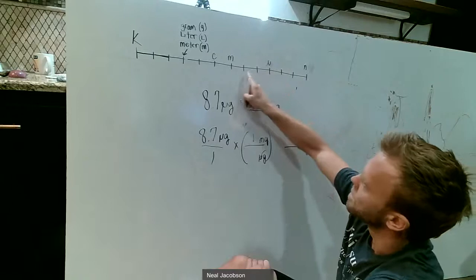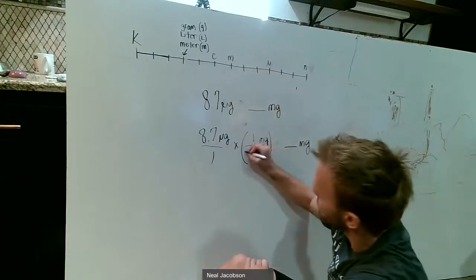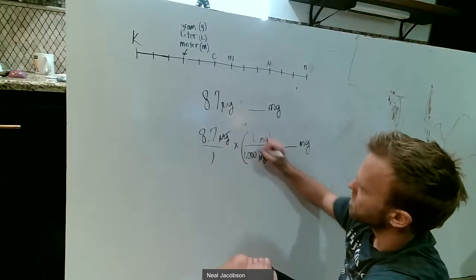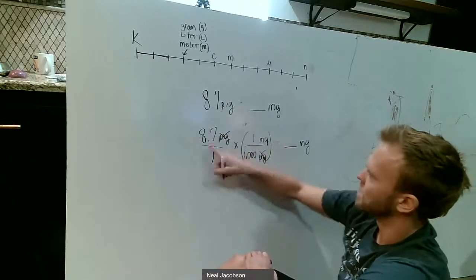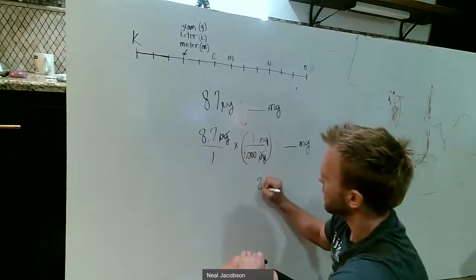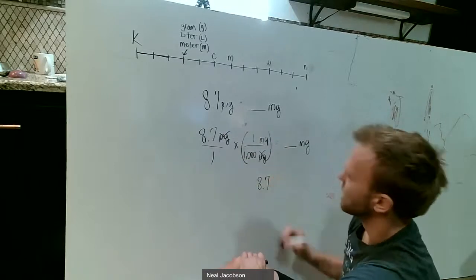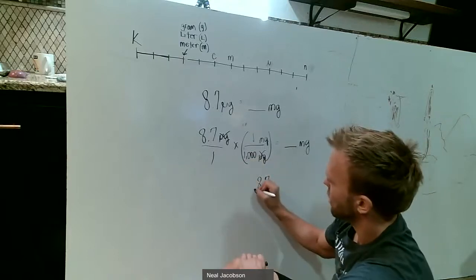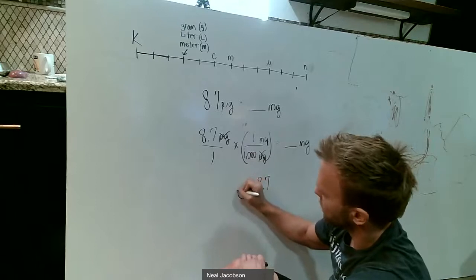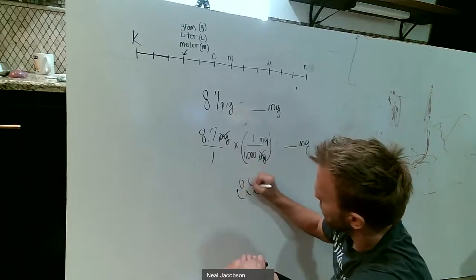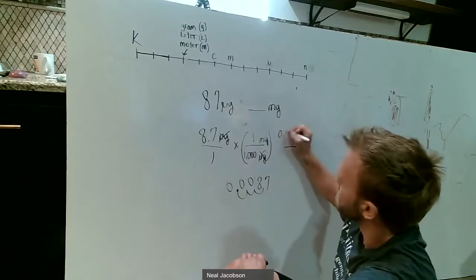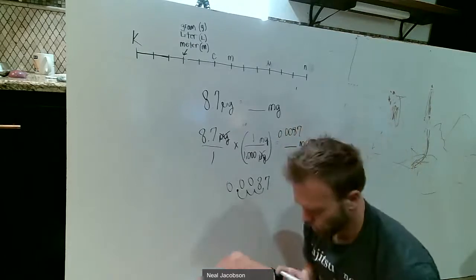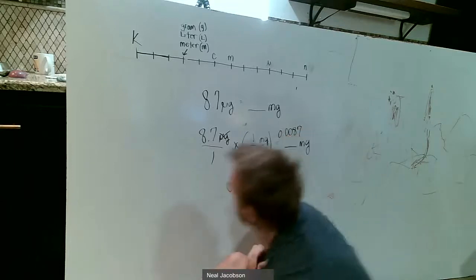So there's 1, 2, 3. 10 to the third power is 1,000. Okay, and cross out our micrograms. So 8.7 divided by 1,000. I'm going to come down here and do the same thing I did, 8.7. And then we're going to go 3 decimals to the left. 1, 2, 3. That's dividing by 1,000. And that gets me 0.0087 milligrams. Cool?